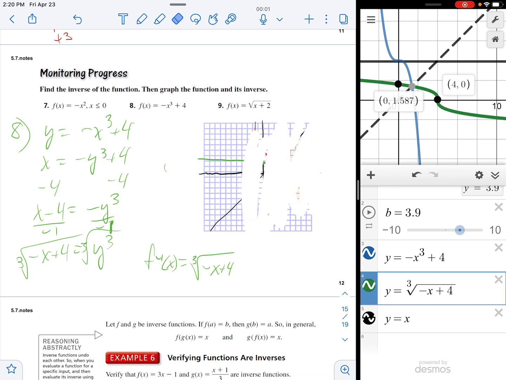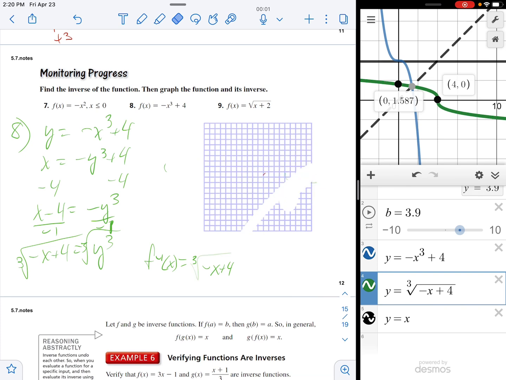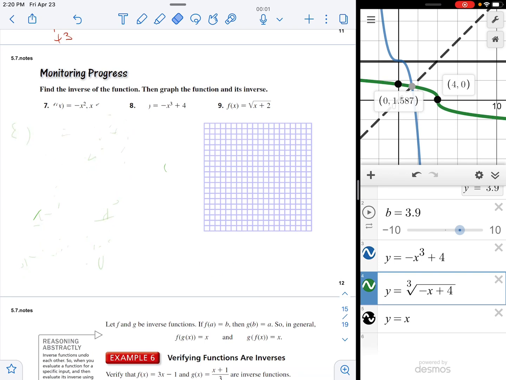That's a highlighter, not an eraser. Okay, good. Everybody good? Everybody good. Good, good. And let's do number 9.